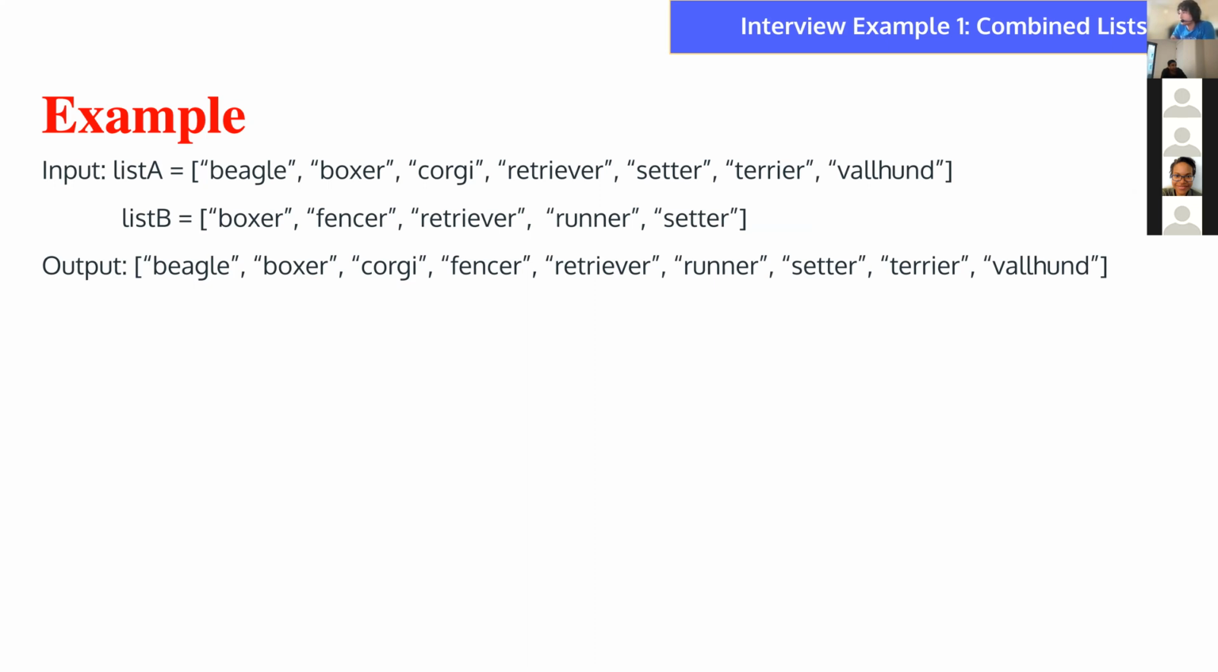So we see both of the first two lists are sorted in alphabetical order. Our goal is to output a single list that is in alphabetical order. So we see beagle comes first and then boxer. Now, even though boxer appeared in both list A and list B, we only want it to appear once in the output. So we only see boxer once, corgi, fencer, retriever, and all the way through.